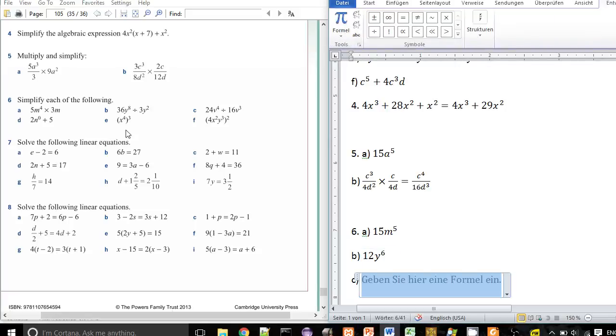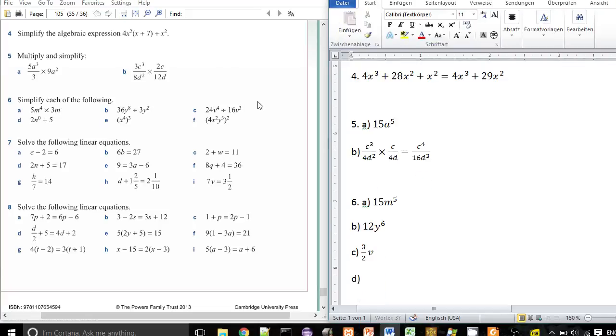Okay, 24 divided by 16. It doesn't go into it, but it does simplify. They're both multiples of 8. So this is 3 lots of 8, this is 2 lots of 8. So it's the same as 3 over 2, or 1.5. And v to the power of 4 divided by v cubed is just v to the power of 1.